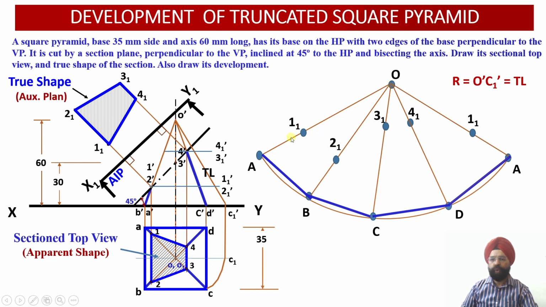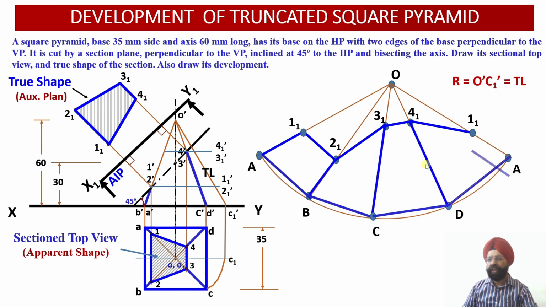So this is also true length for the slant edge, this is also true length for the base, and this is also true length for the POI. So the development which I have obtained will be giving me the true shape of the truncated pyramid over there. So now I need to join all the slant edges. You see, these are all the slant edges which I had joined in the front view. I had joined these in the top view.